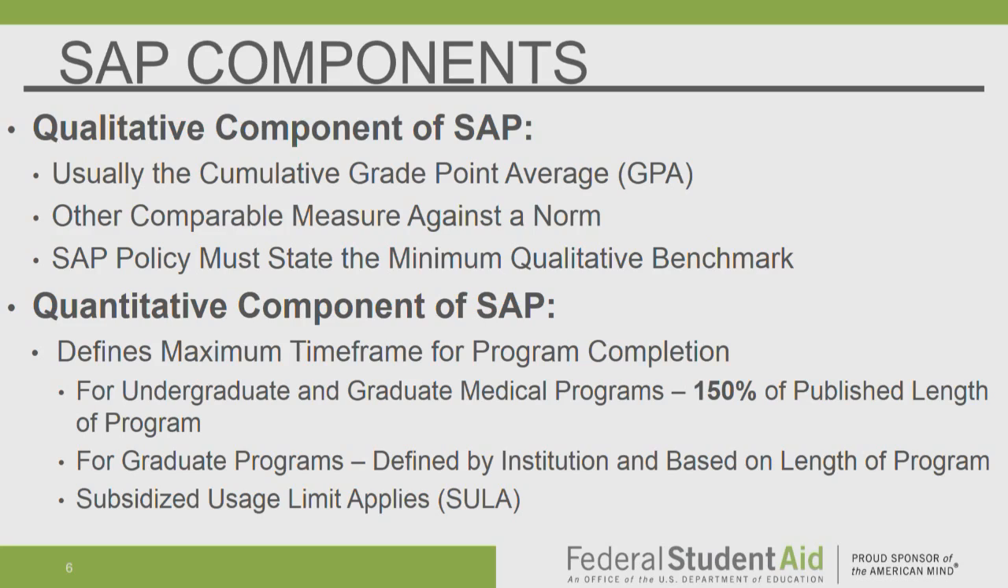So for graduate students, just be aware that the school defines the period for the length of the program on their SAP, okay? So it doesn't necessarily have to be 150%. And then SULA may be a term that you're not necessarily familiar with. This stands for the Subsidized Usage Limit Applies, okay? It's a flag in NSLDS, which is the National Student Loan Data System. It indicates whether the student is subject to the 150% direct subsidized loan limitation. If the flag is set to yes in NSLDS, the student's a new borrower and is subject to the SULA. There's more information on that, but I just want to give you the highlights.